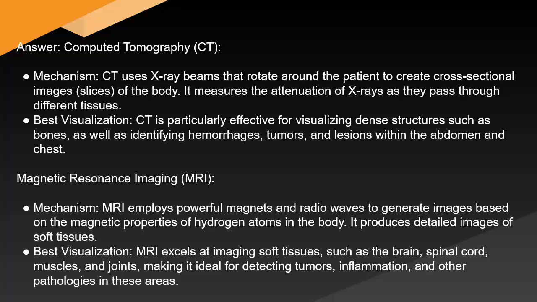Best visualization. CT is particularly effective for visualizing dense structures such as bones, as well as identifying hemorrhages, tumors, and lesions within the abdomen and chest. Magnetic resonance imaging, MRI. Mechanism. MRI employs powerful magnets and radio waves to generate images based on the magnetic properties of hydrogen atoms in the body. It produces detailed images of soft tissues.